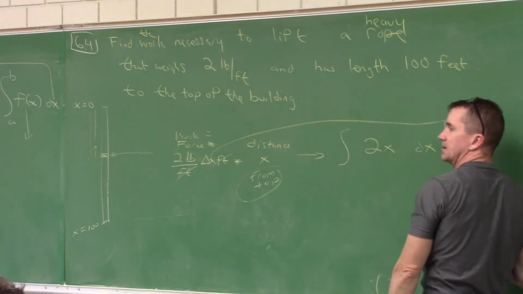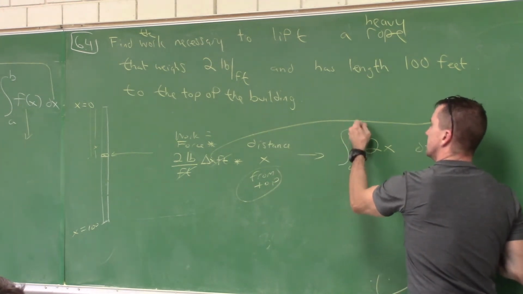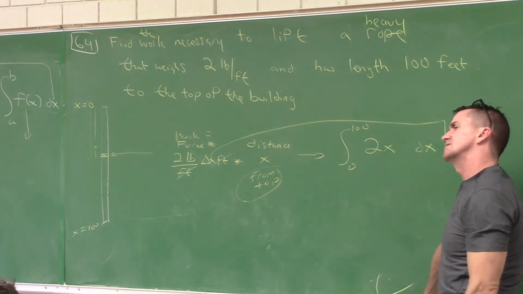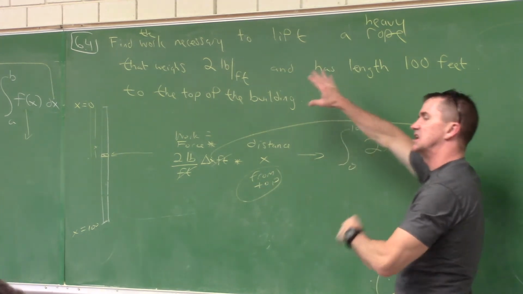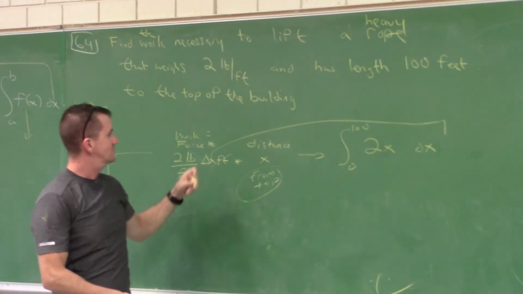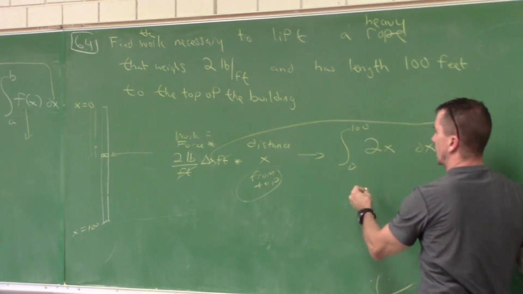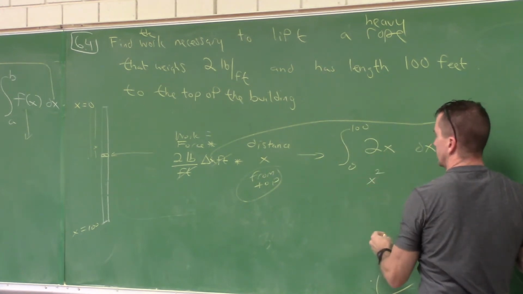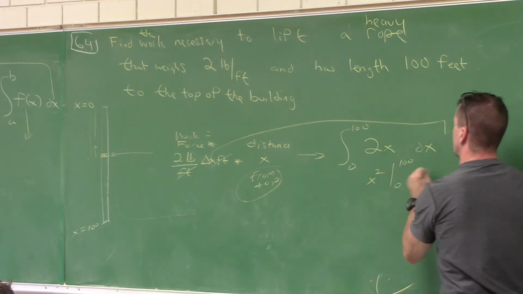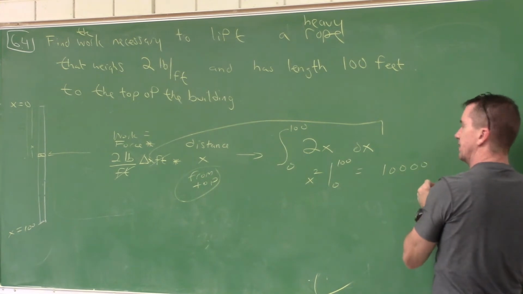What's the limits though? How much was that rope? From 0 to 100. And the answer will be in what units? Because this is the US customary units. Foot pounds, right? You got the pounds and you got the foot. Alright, well let's see, what do we get for the answer? The integral of 2x is x squared. Boom, and then 0 to 100? What's 100 squared? 10,000 foot pounds.